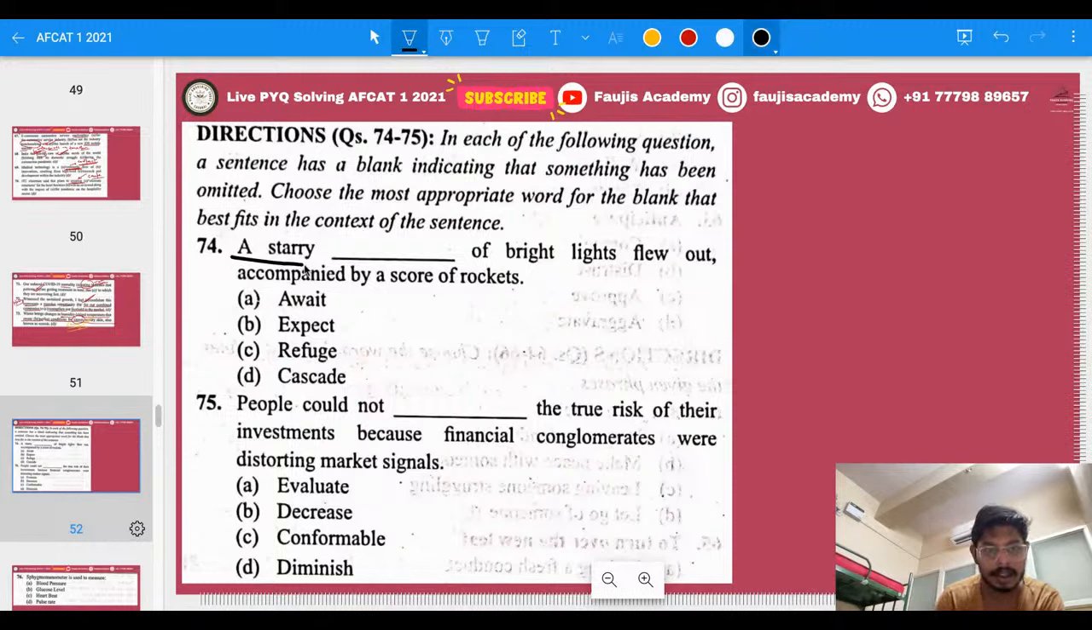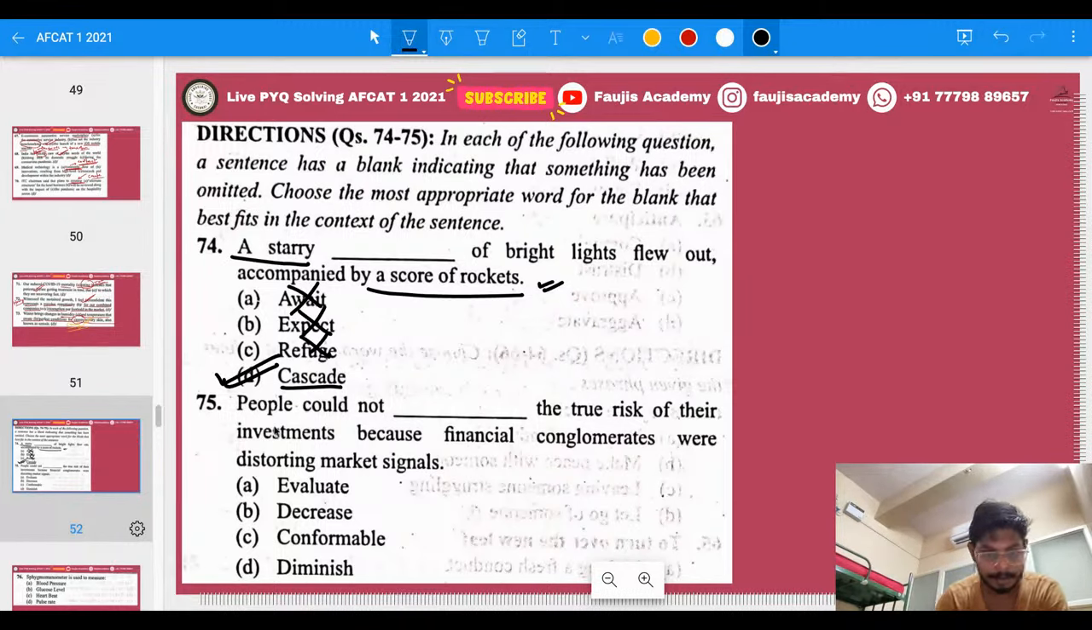Await. Await means to wait, expect. No, you are not refusing as well. Okay. Starry cascade. Cascade means a small river, a flow of water. Okay. A starry cascade of bright lights flew out, accompanied by a score of rockets. We are possibly talking about the meteor shower, shooting stars, something of that sort, like when so many shooting stars are there.